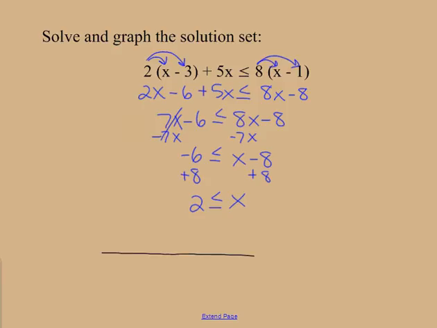So now I'm ready to graph my solution on the number line. 0, 1, 2, 3, 4, 5. It has an equal to in it, so I go over to 2, and I have a closed circle. And x is greater than or equal to 2, so greater than is all the numbers to the right.